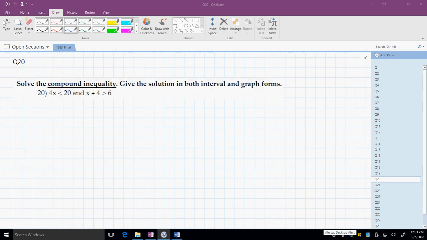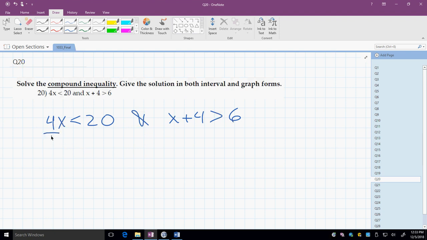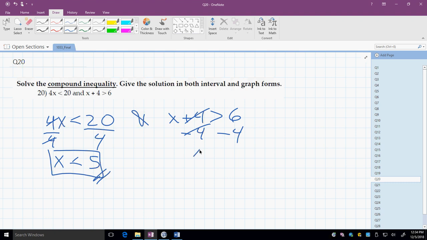Solve the compound inequality and give the solution in both interval and graph form. We have two different inequalities, 4x less than 20 and x plus 4 greater than 6. We have to solve each one, and the most important part is to remember there is an "and" in between the two. So we divide by 4 on both sides. Now we have x is less than 5. Here we subtract 4 on each side of the inequality sign. Now we have x is greater than 2.